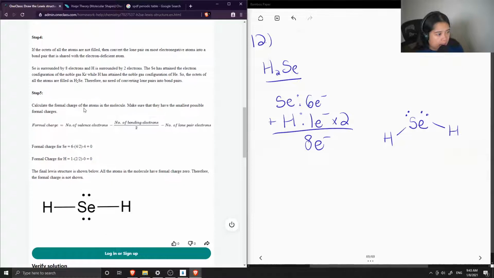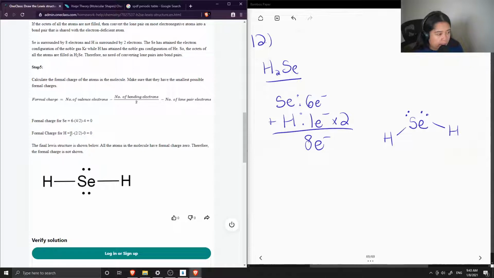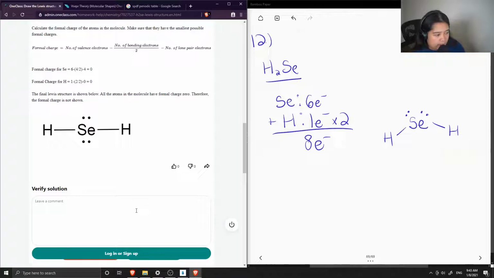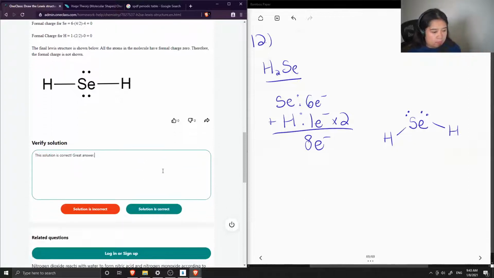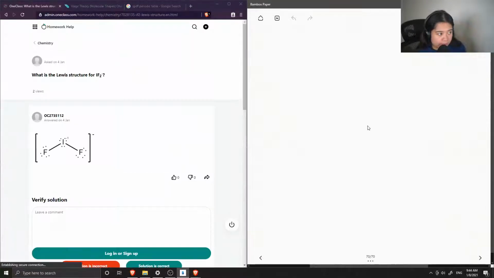And they also took the time to calculate the formal charge. The formula for formal charge is number of valence electrons minus number of bonding electrons divided by 2 minus number of lone pair electrons. So both selenium and hydrogen have a 0 formal charge. And they got the correct answer. So this solution is correct. And I think we have time for one more quick question.